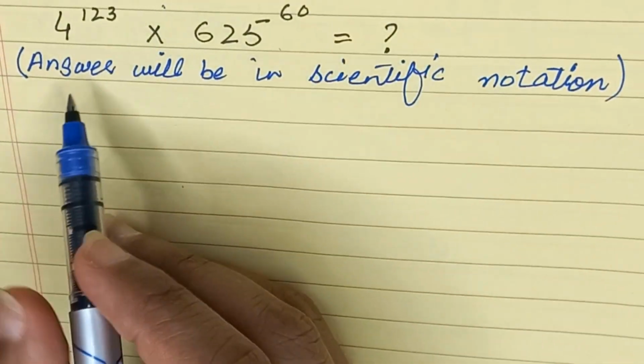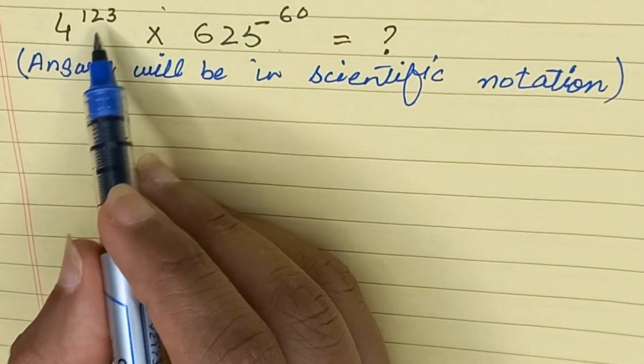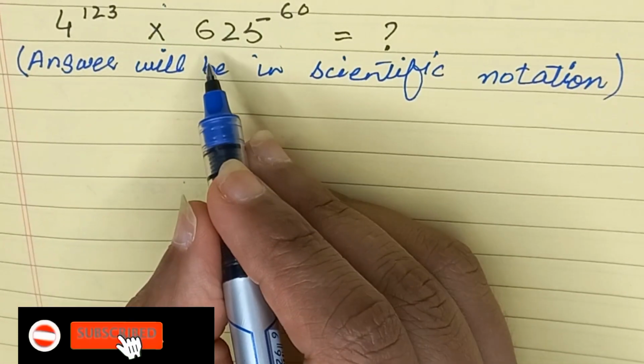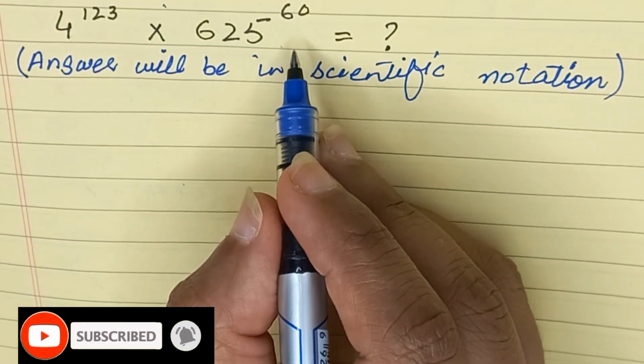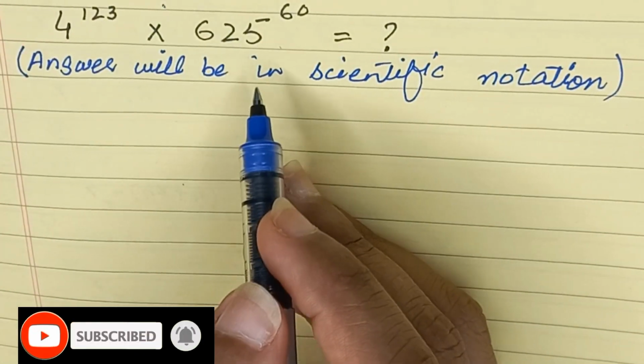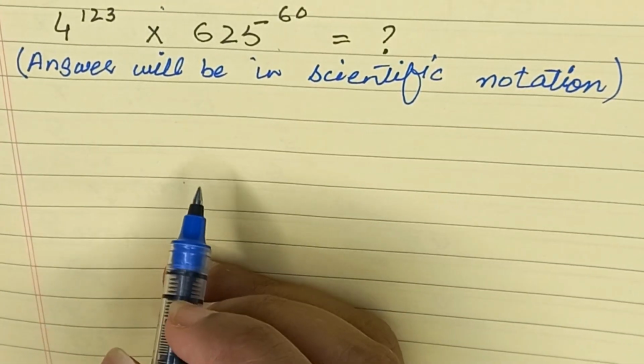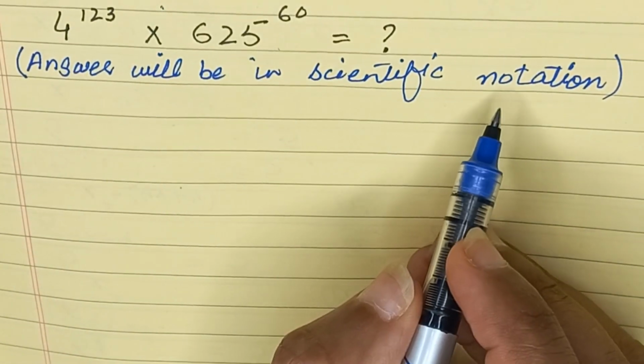Hello friends, today we have a question. 4 raised to the power 123 multiplies 625 raised to the power 60, and we have to evaluate this expression, and our answer will be in scientific notation.